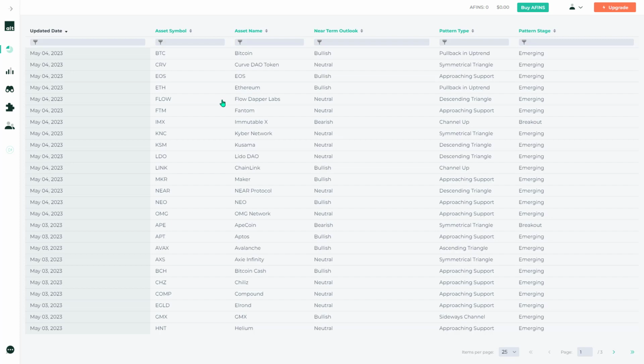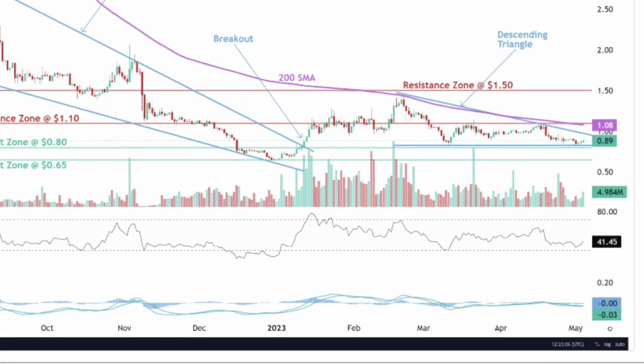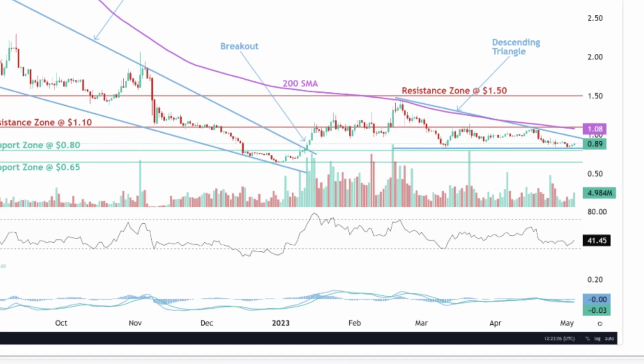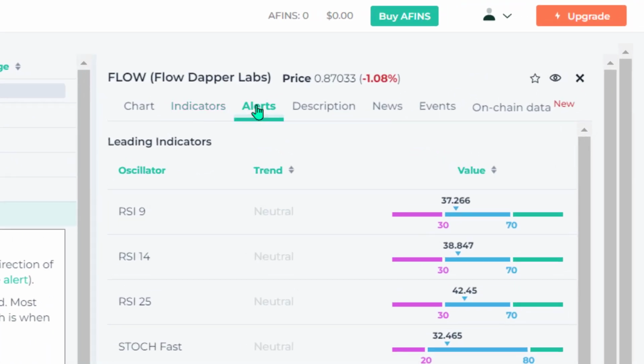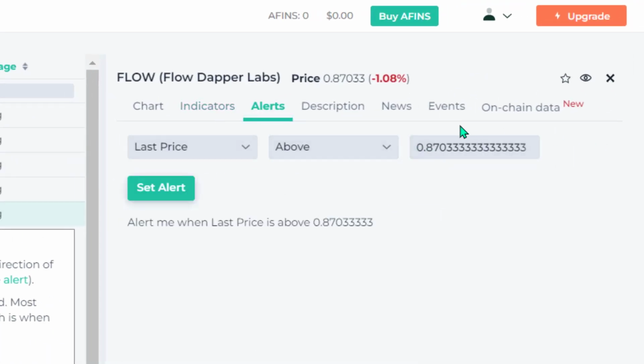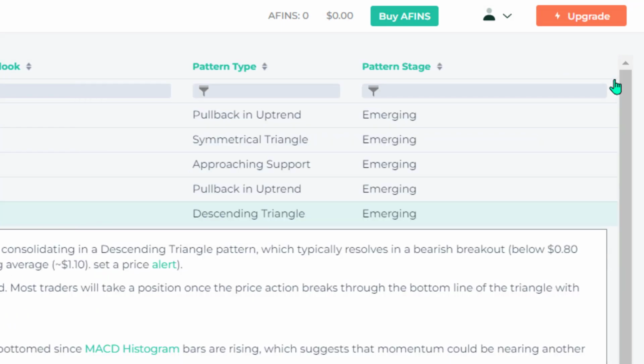So what we want to do is obviously wait. In the case of Flow, specifically, I would set the alert. Right now, the support zone for the triangle is around 80 cents. So I would set the alert for price below 80 cents for my bearish breakout, and for bullish breakout, I would set the price, right now, call it about 90 cents or maybe even $1 for it to be a valid bullish breakout. How do we do that? We can go under the alerts tab and say, alert me when the price is above $1. That could be an indication of a bullish breakout, and vice versa. A bearish breakout, as I said, would be below 80 cents. So that's what descending triangles are.